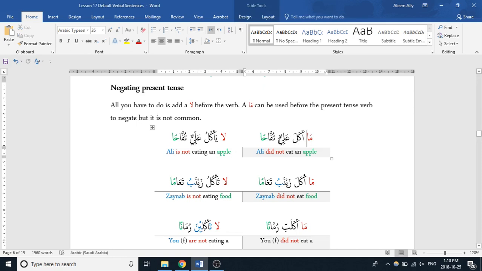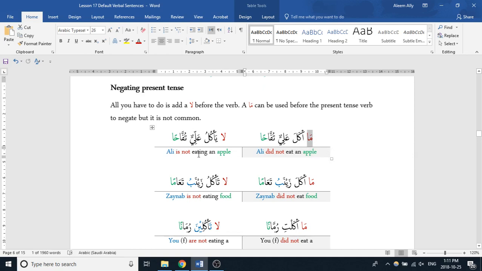ما أكل علي تفاحا. This means Ali did not eat an apple. We know Ali is the doer because he's in a state of rafa. We know the apple is the thing being eaten because it's in a state of nasb. We know it's being put into the negative, so the action's not being performed, because of the ma. If we remove the ma, then it would be Ali ate an apple. The ma turns it into Ali did not eat an apple.